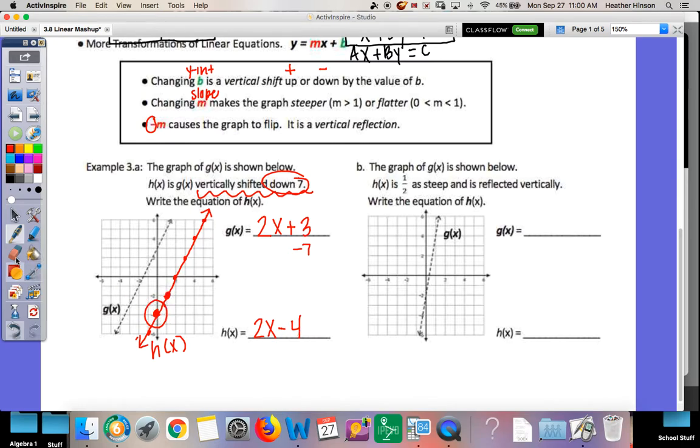Okay, let's try this one. So the graph of g of x is shown below. So this is my g of x. So let's get that equation. So I'm going to start at my y-intercept, and one more point would be right here. So I'm rising 1, 2, 3, 4, 5, 6, and I'm running 1. 6 over 1 is 6. So that's my slope. And then my y-intercept is negative 2. So I'm going to put 6x minus 2.